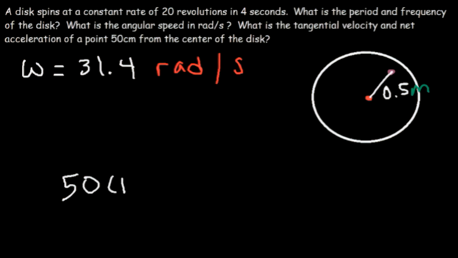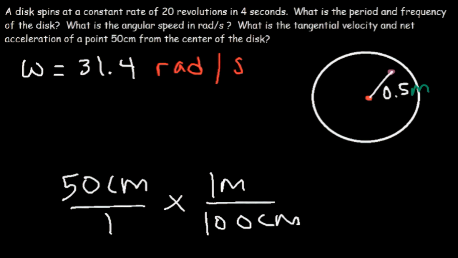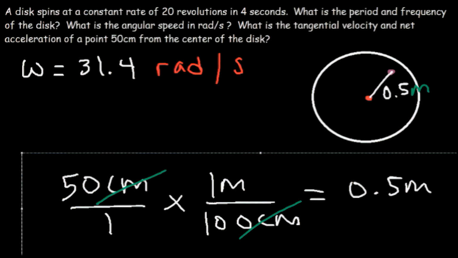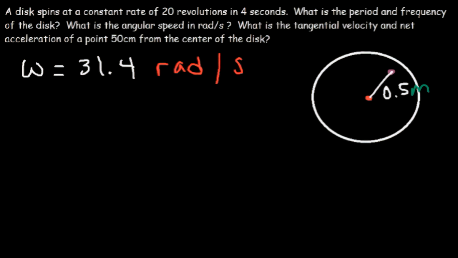If you want to see the conversion, this is what you need to do. Start with 50 centimeters. There's 100 centimeters per meter. You need to know that. And you want to set it up in such a way that the unit centimeters cancel. So 50 divided by 100 is 0.5 meters. So that's the radius, the distance between that point and the center of the circle.